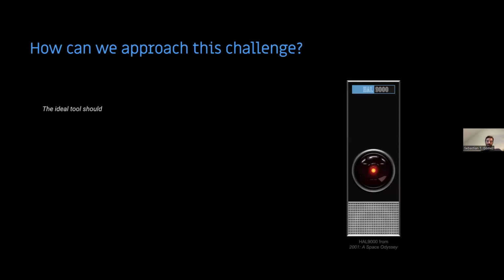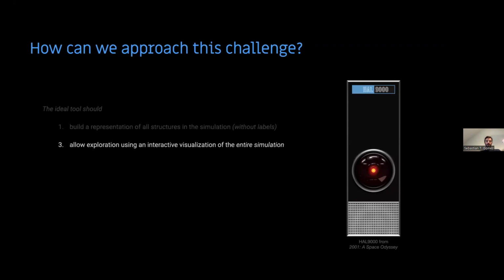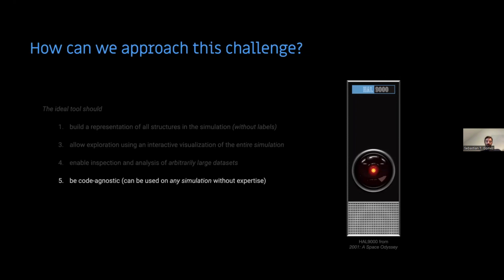The ideal tool for this should have certain requirements. First, it should build a representation of all the structures in the simulation, in this case, the galaxies in this example, without the costly need for humans to generate labels for these objects. It should also allow exploration of the entire simulation using an interactive visualization. And it should enable inspection and analysis of data sets that grow to arbitrarily large sizes. And lastly, it should be code agnostic, meaning that the simulation analysis and exploration tool should not care what specific code was used to run that specific simulation. This is an example of a problem that we actually have now, that specific analysis tools are built by the same people that develop the codes, specifically for those codes.